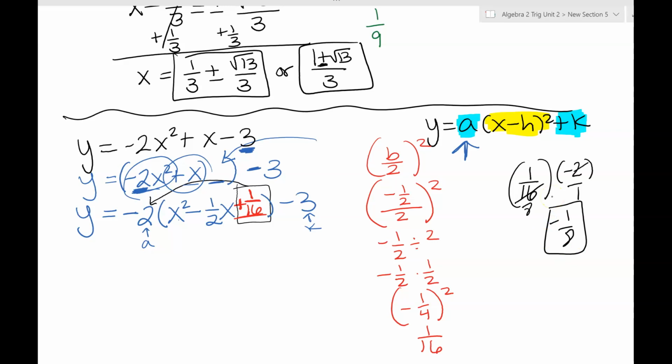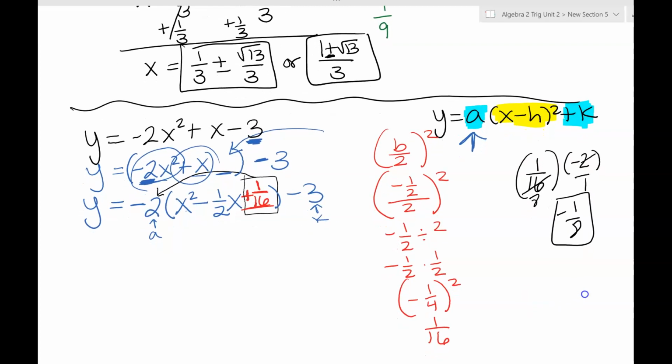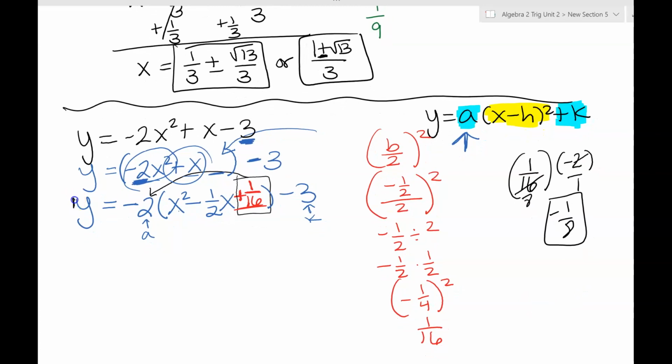It doesn't look like -1/8. It's written in a different way. It's written as 1/16 times -2, but it is worth -1/8. So to add something to the other side that is equal, what I need to be adding to the other side is -1/8. Okay? So I now have -1/8 plus y equals -2. This should now become a perfect square. And then I have my -3.